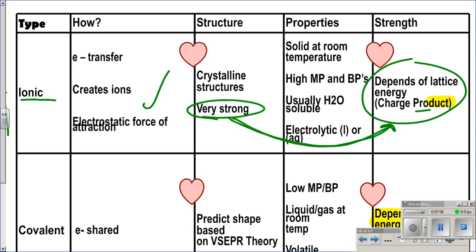So what I've got in green circled here is the important stuff, because we already wrote down all this, like these properties related to it. The melting points are high, boiling points are high. They're electrolytic in aqueous and molten state. We wrote down a lot of that stuff.